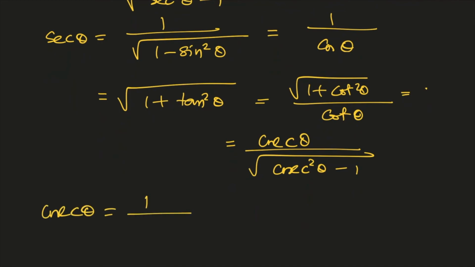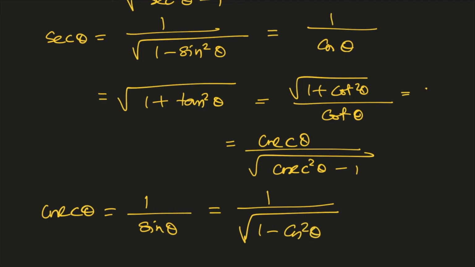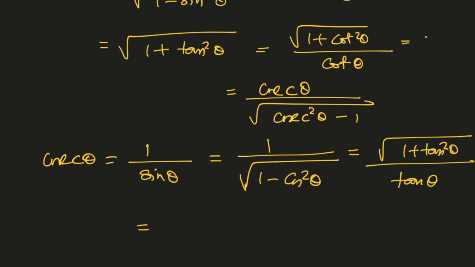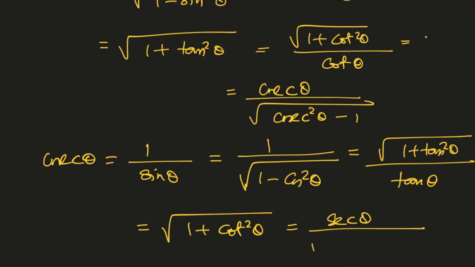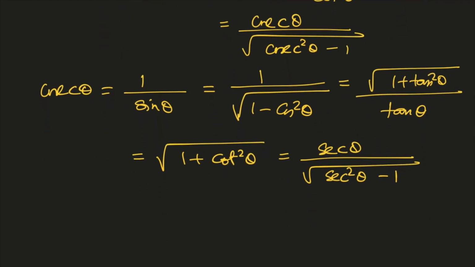In terms of sin theta, it is going to be 1 over sin theta. In terms of cos theta, it is going to be 1 divided by root over 1 minus cos square theta. In terms of tan theta, it is going to be root over 1 plus tan square theta divided by tan theta. And in terms of cot theta, it is going to be root over 1 plus cot square theta. In terms of sec theta, it is going to be sec theta divided by root over sec square theta minus 1. And in terms of cosec theta, cosec theta we have already seen.